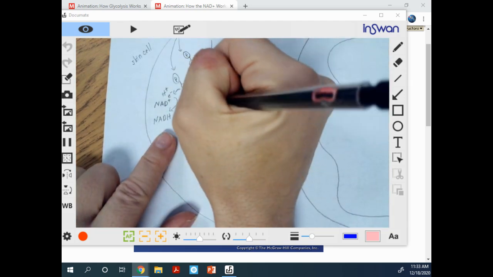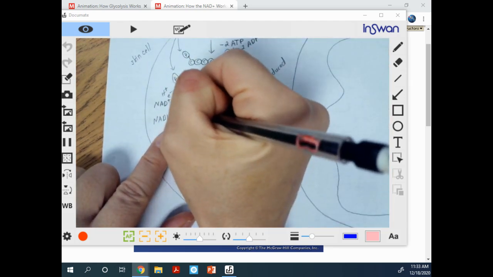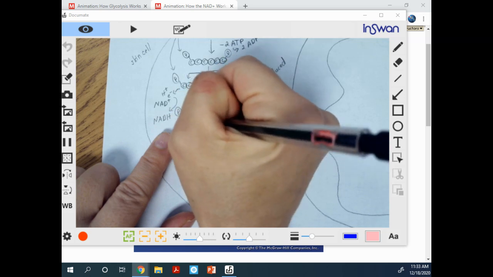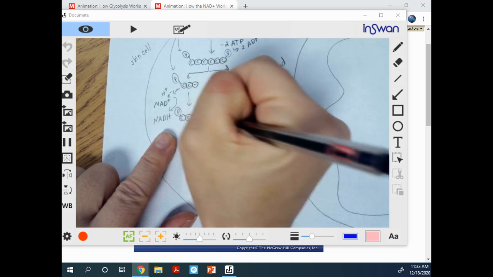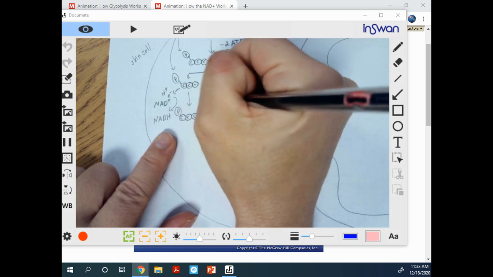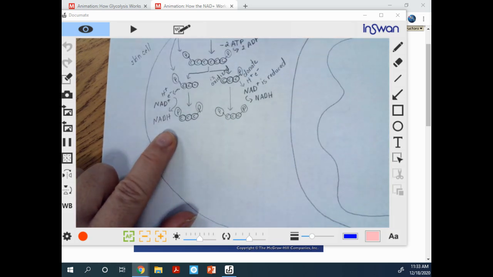And then also, again, a phosphate gets added. And so now I have this 3-carbon molecule. It's got 2 phosphates on it.